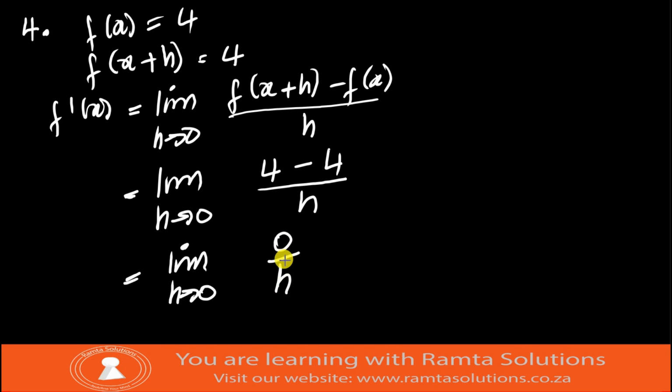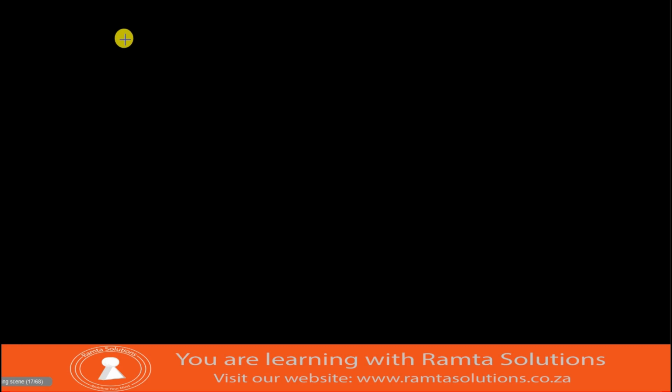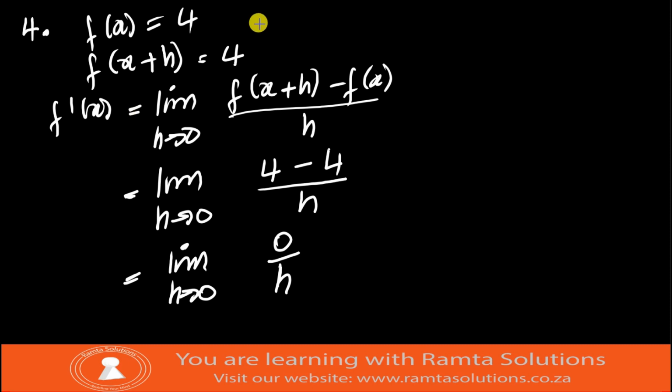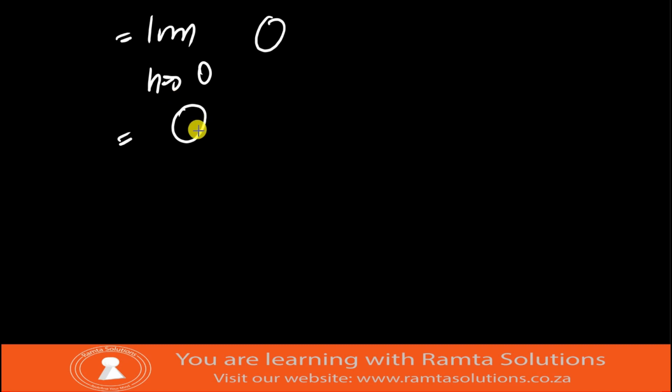You know that 0 divided by any number is 0, right? So I repeat, 0 divided by any number is 0. So we have the limit as h tends to 0 of 0, right? Therefore, this will also be 0. And this is it, guys. So this is our f prime of x, or our gradient, and our gradient is this.